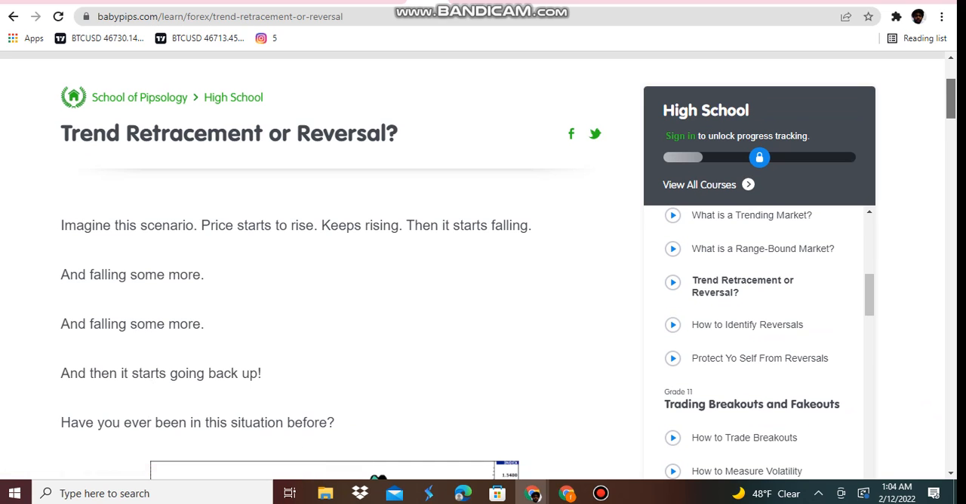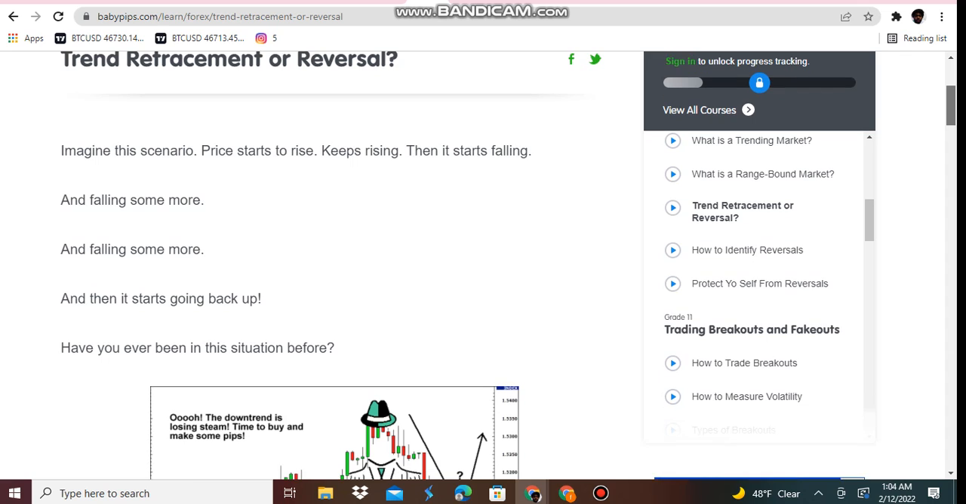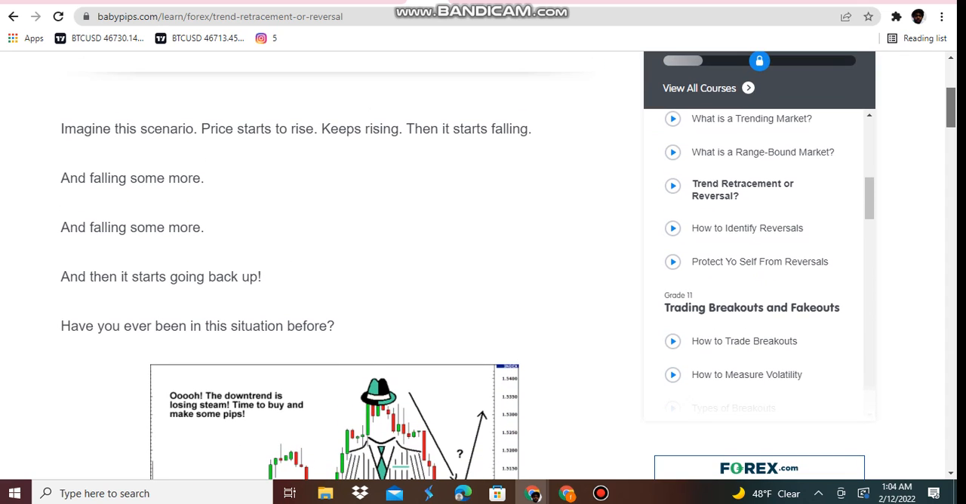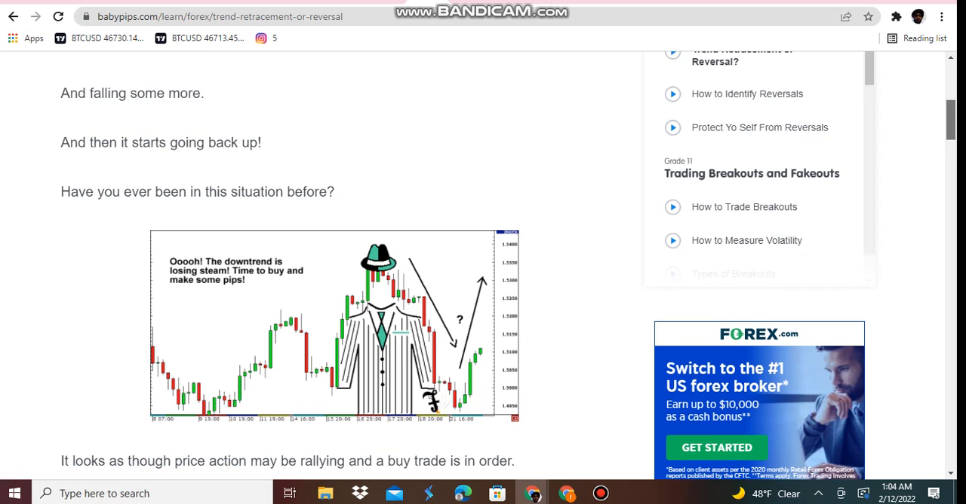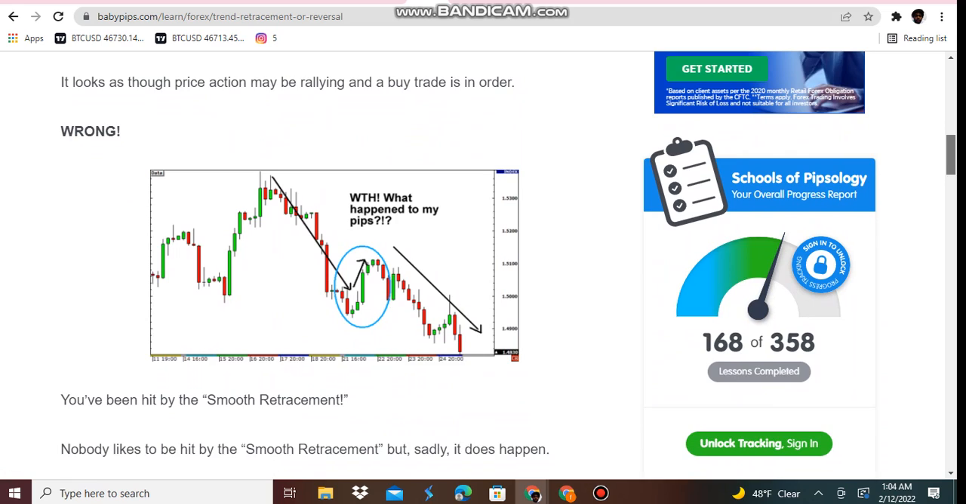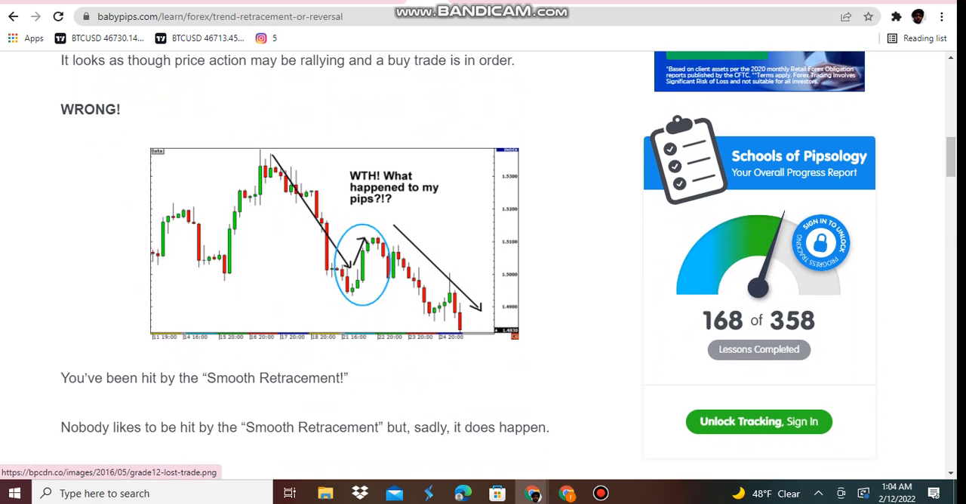So, trend retracements. Price starts to rise and keeps rising, and then starts falling and falling some more, and then starts going back up. Have you ever been in a situation, right? Price is rising, making higher highs, and then it starts falling and falling before making a higher high. After making this higher low, price will make a higher high. So what happened? In a few pips, you just lose all your money as you think price is making a higher high, and it makes a higher low and gets you out of this trade. And we're in a smooth retracement.